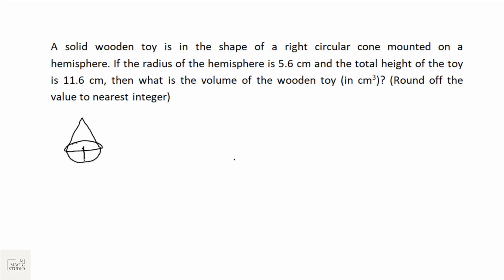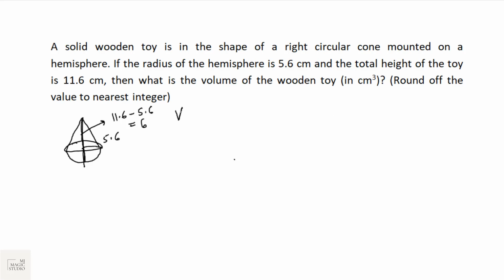Radius of the hemisphere is 5.6 and the total height of the toy is 11.6. That means this total length is 11.6. Height of the cone should be 11.6 minus 5.6, that is equal to 6 centimeter. What is the volume of the wooden toy in centimeter cube? We are not supposed to write the unit of measurement in the box and we need to round it off.